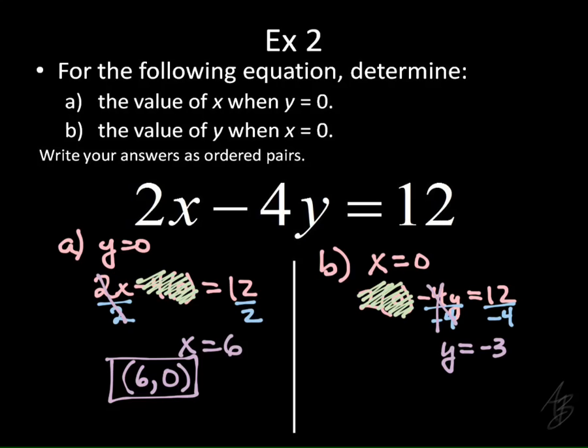So we're going to write our ordered pair now. Which one comes first, the negative 3 or the 0? Okay, the 0 comes first because that's x, and then negative 3 for y. So we get 0, comma, negative 3.